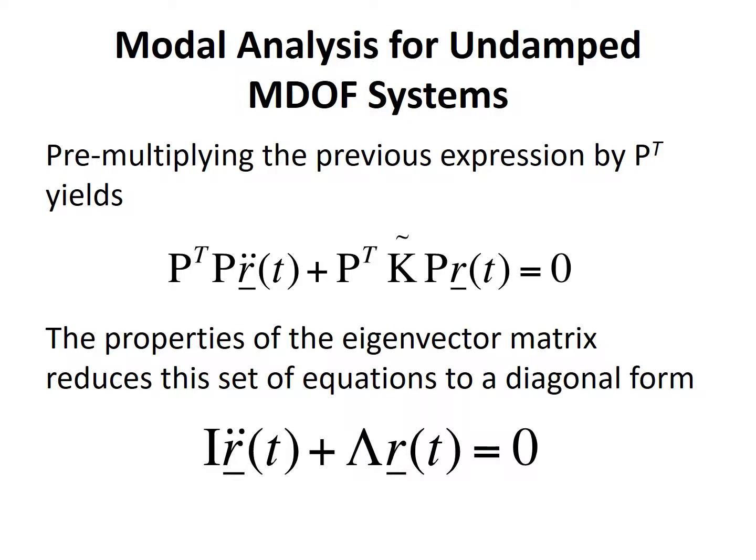Rewriting the expression in modal coordinates yields the equation I r double dot plus lambda r equals 0, where lambda is a diagonal matrix of eigenvalues of K tilde. These are, by definition, the square of the natural frequencies of the undamped system. What is more important, though, is that the matrix expression on the bottom of this chart represents a set of n uncoupled differential equations.